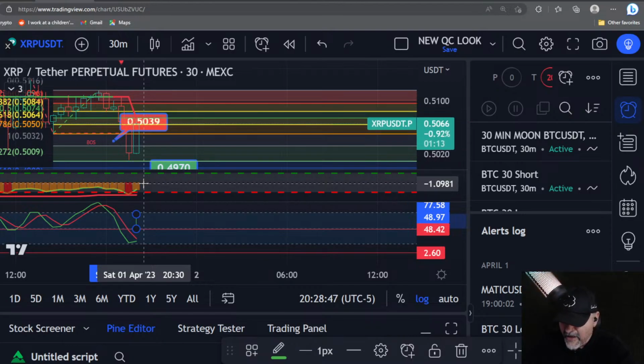15-minute RSI crossed north, and 30-minute RSI crossed north, 15-minute green moon, building momentum.